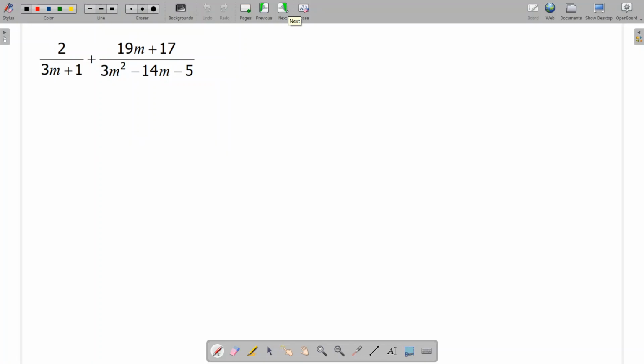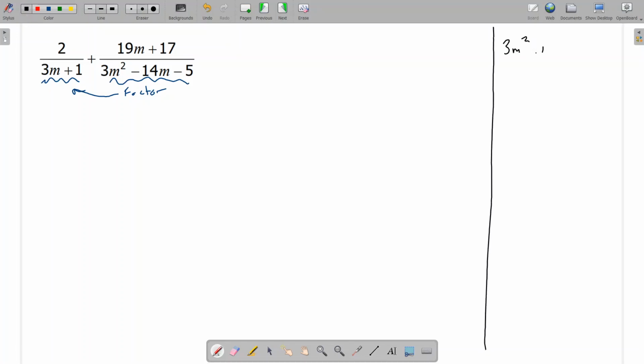Here's an example of an addition problem where there are not common denominators. So what we need to figure out is, do these denominators have any factors in common? I am going to factor this denominator to see what it has in common with this one over here. So let's do that off to the side. 3m squared minus 14m minus 5. Two numbers that would multiply to negative 15 and add to negative 14 would be a negative 15 and a positive 1.